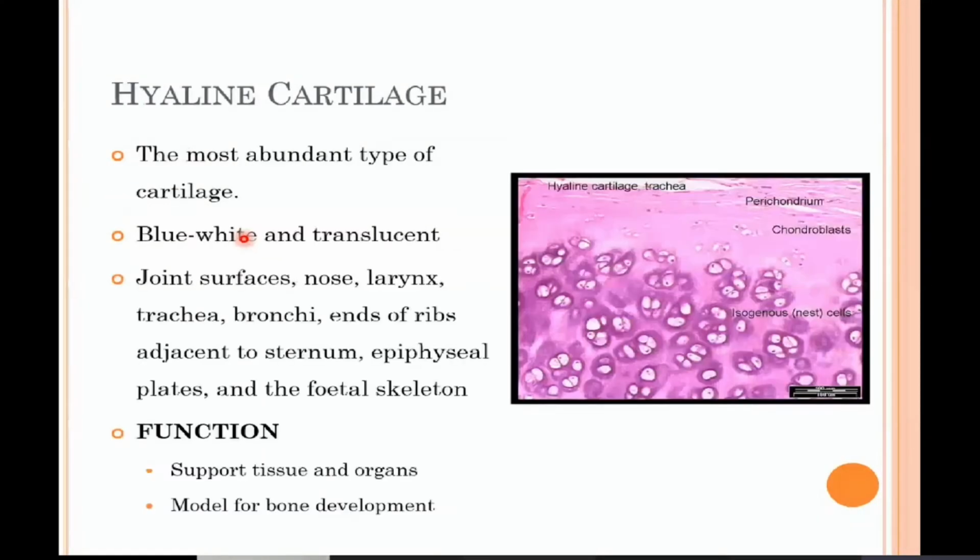So let's start with the hyaline cartilage. Hyaline cartilage is the most abundant type of cartilage. It has a bluish-white extracellular matrix due to the presence of excessive water and non-visible protein fibers.